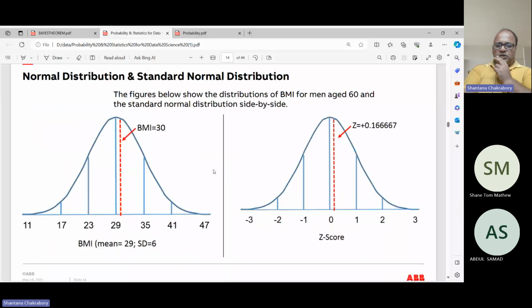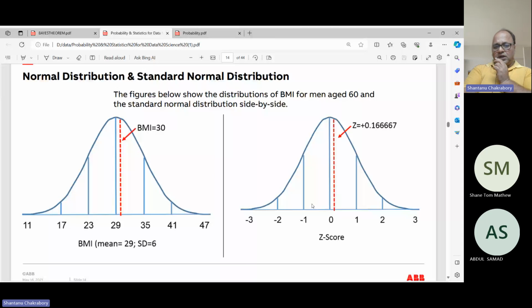Then this is a normal distribution. What is a normal distribution, Abdul? Why do we use normal distribution? Any idea why we use normal distribution? Yes, Abdul? To check whether our data is normally distributed or not. So to check whether the data is normally distributed or not, we use the normal distribution, and also we use the standard normal distribution, right? So we use the normal and the standard normal distribution.